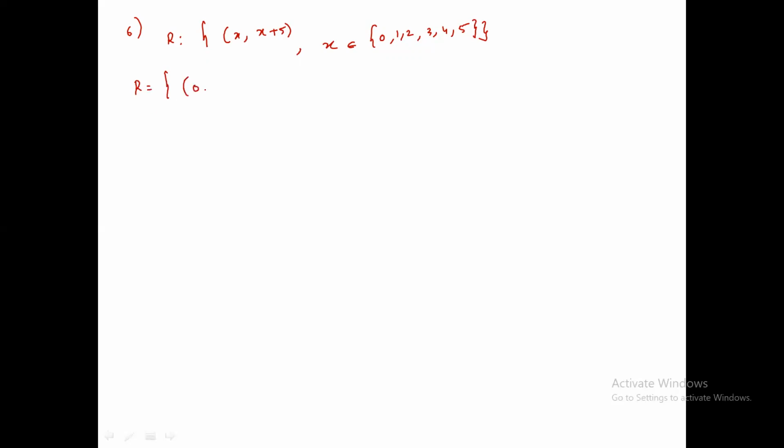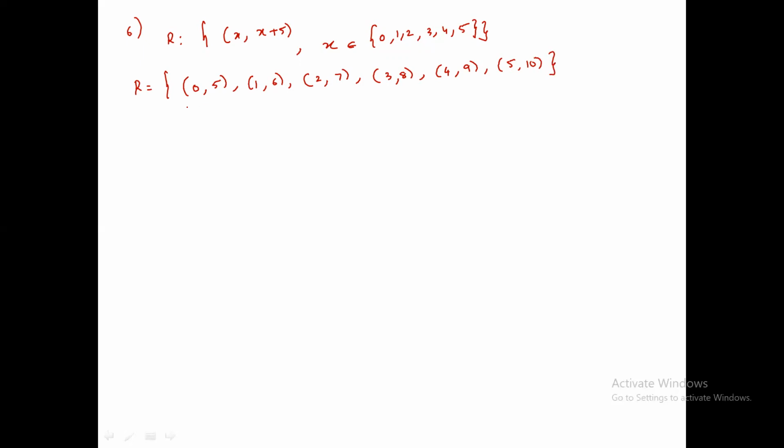x you will take 0, x plus 5, 0 plus 5. x is 1, 1 plus 5. x is 2, 2 plus 5. x is 3, 3 plus 5. x is 4, 4 plus 5. x is 5, 5 plus 5.